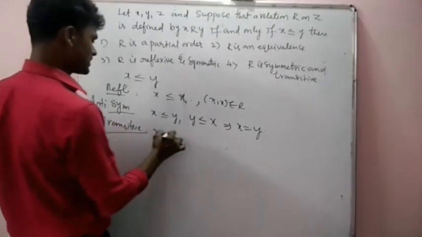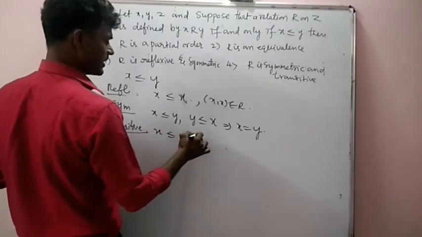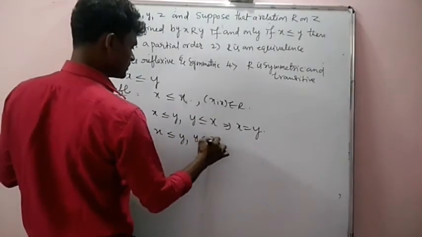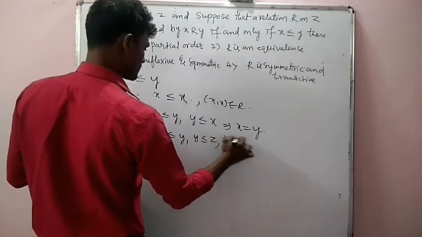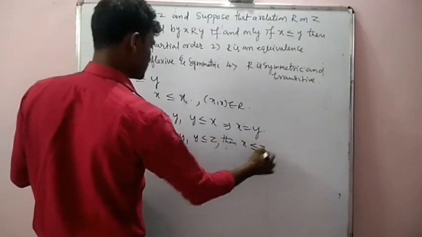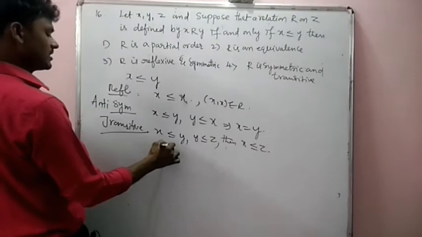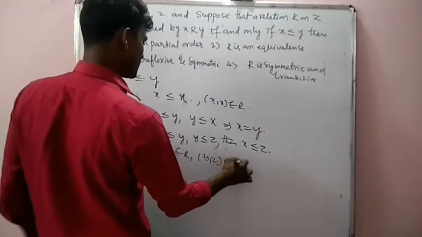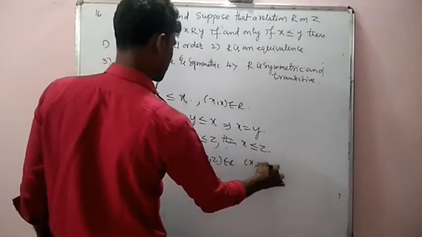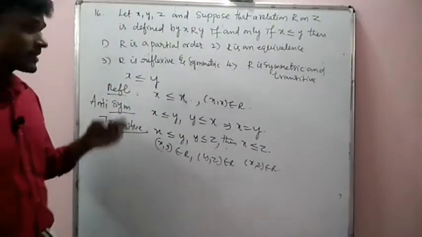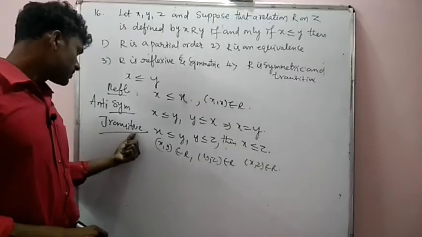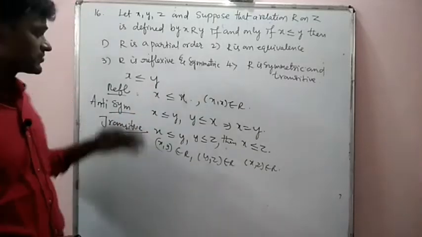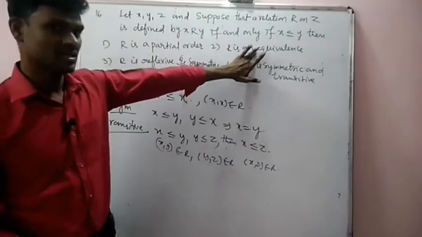Transitive. Here x is less than or equal to y and y is less than or equal to z. Then x is less than or equal to z. Then here also x comma y belongs to R and y comma z belongs to R, then x comma z belongs to R. Then you see here reflexive is possible, transitive is possible, but symmetry is not possible. That's why this is not an equivalence relation.